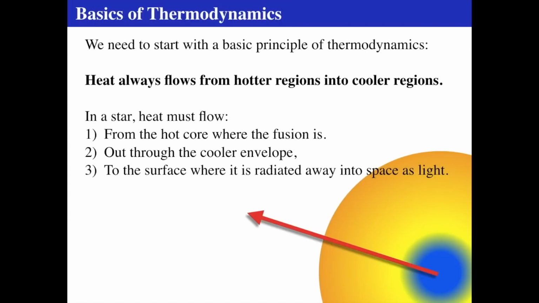So, stars: it's hot in the core, it flows out through the cooler regions above it, and eventually at the surface it gets radiated away as light, or other stuff, but mostly light, and we care mostly about light here. So thermodynamics says that there is a flow of heat from the hot region of the core to the surface, which is much cooler.